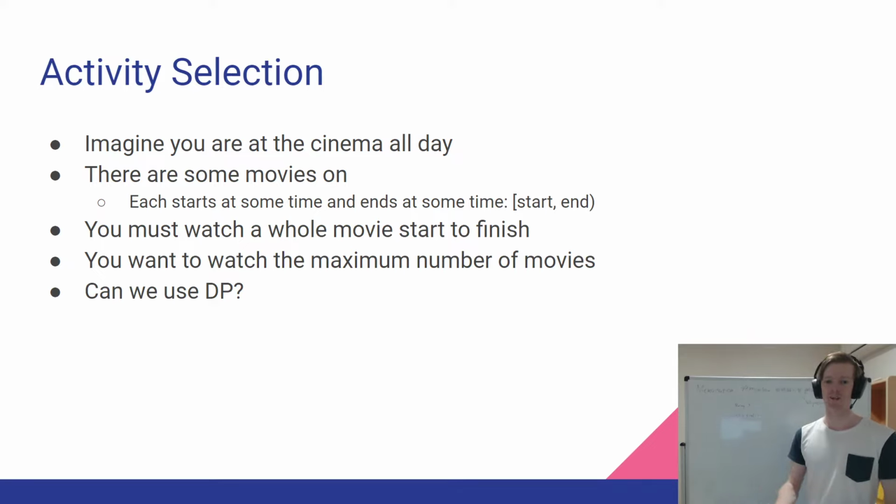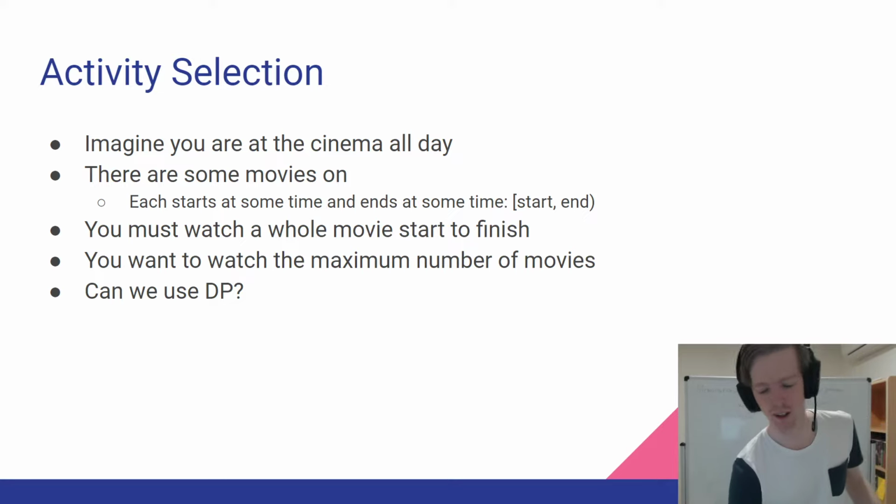so let's think of another problem. If we imagine that we're at the cinema all day, there are some movies on, each starting at some time and ending at some time. You must watch the whole movie from start to finish, and you want to watch the maximum number of movies. How do we do this? Okay, so what are our subproblems going to be? And can we use DP?